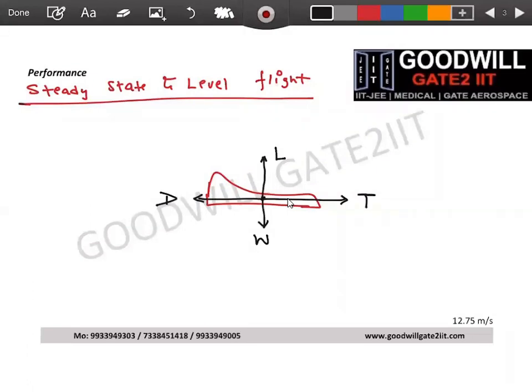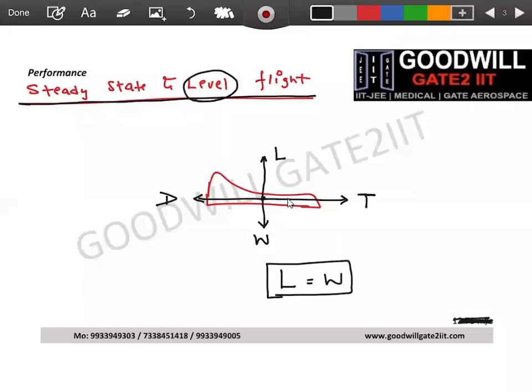So when we say steady state and level flight, level means your altitude should not change during this flight. Now, what do you mean by altitude should not change? You should not go up. You should not come down. That means you should have lift exactly balancing out your weight. Please don't worry about this 12.75. It's a typo. So you have the first equation that your lift should be balanced by weight if you are in level flight. Level flight means you should not change the altitude.